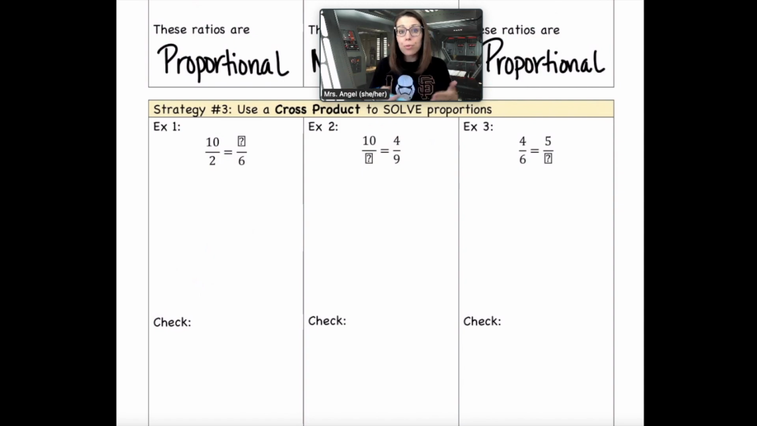So if you look at all 3 of these proportions, part of them are missing. And the difference now is that I'm telling you that they're equal. The ratios should be equal. Now you have to find the missing piece. So let's take a look at how a cross product can do that in example 1.